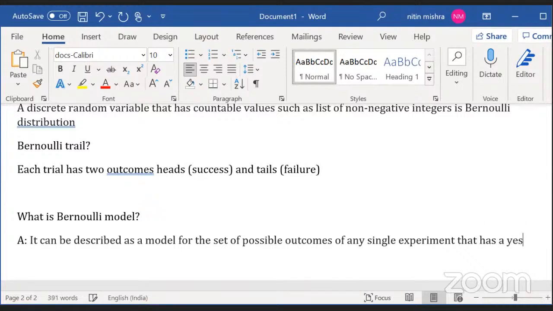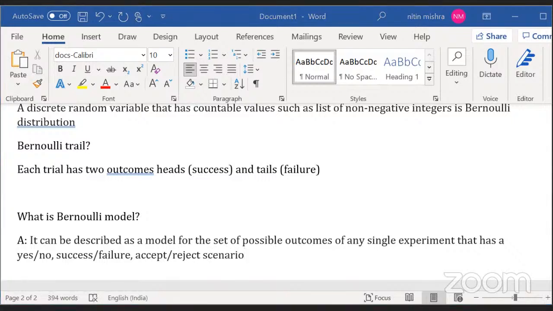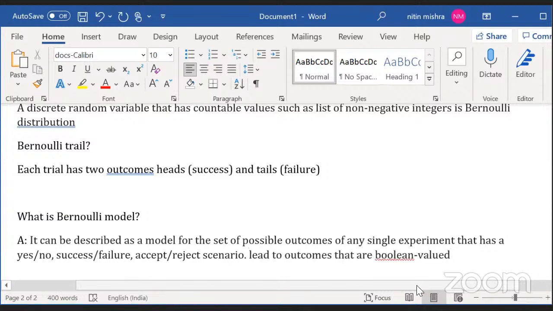That has a yes, no, success, failure, accept, reject kind of scenario. Obviously, such questions lead to the outcomes being Boolean valued. So that is where we have the Bernoulli model.